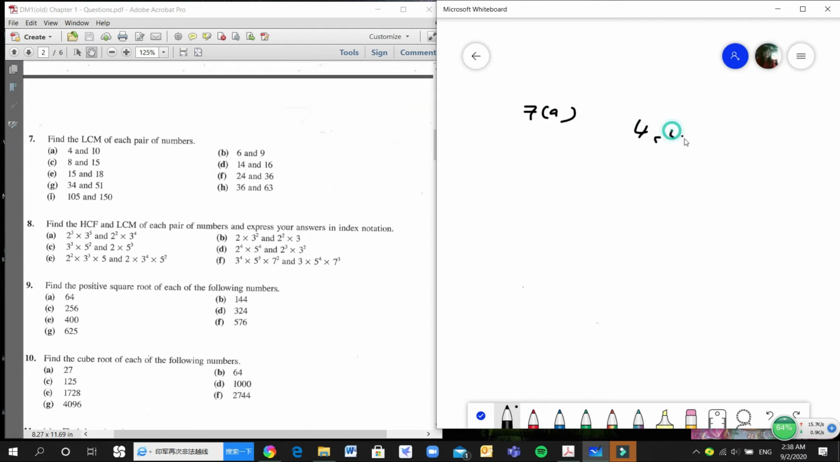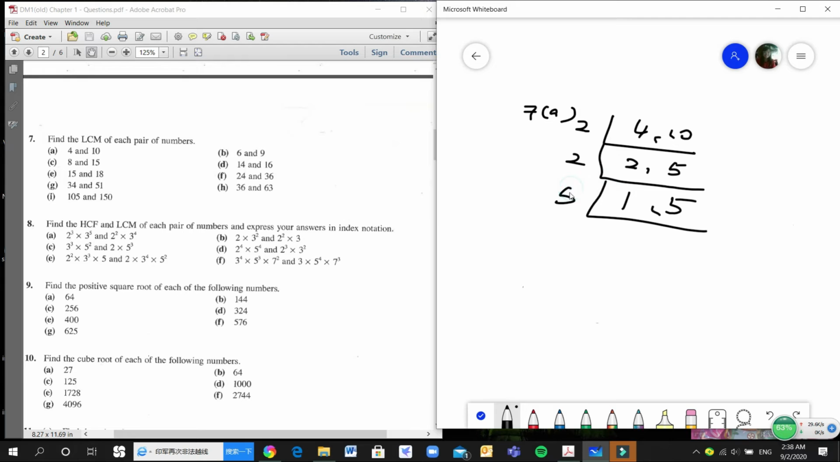4 and 10. Both of them can be divided by 2. 2 to 4, 5 to 10. And then, okay, for LCM, you need to find until 1. So, divided by 2 again. 2, 2, this one 1. And then 5 cannot, so just leave it like that.